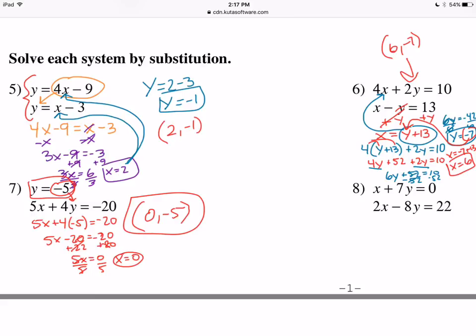And again, number 8 is very similar to number 6. I'll get it started here. What I would do is, the first equation looks easiest, subtract 7y here. And so x equals negative 7y. And then if x equals negative 7y, I can plug that in for x right there. All right, so that's how we solve a system of equations with substitution.